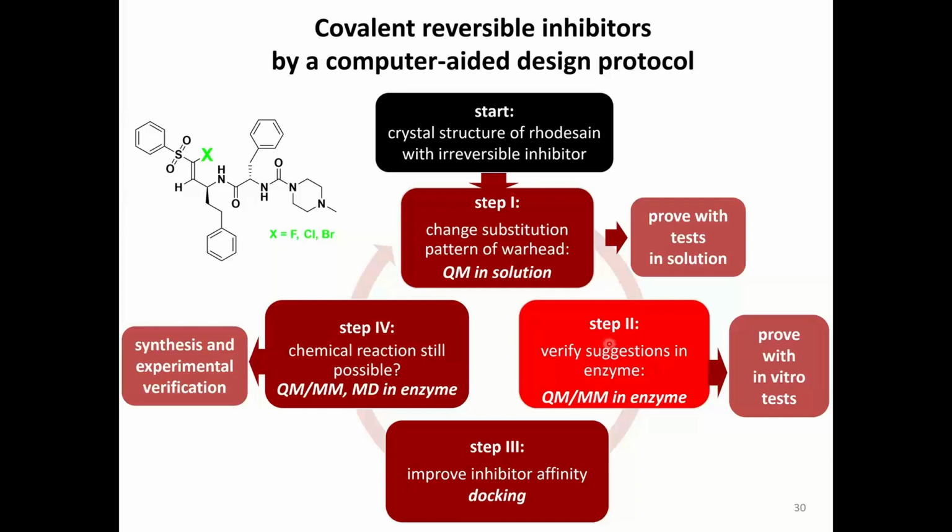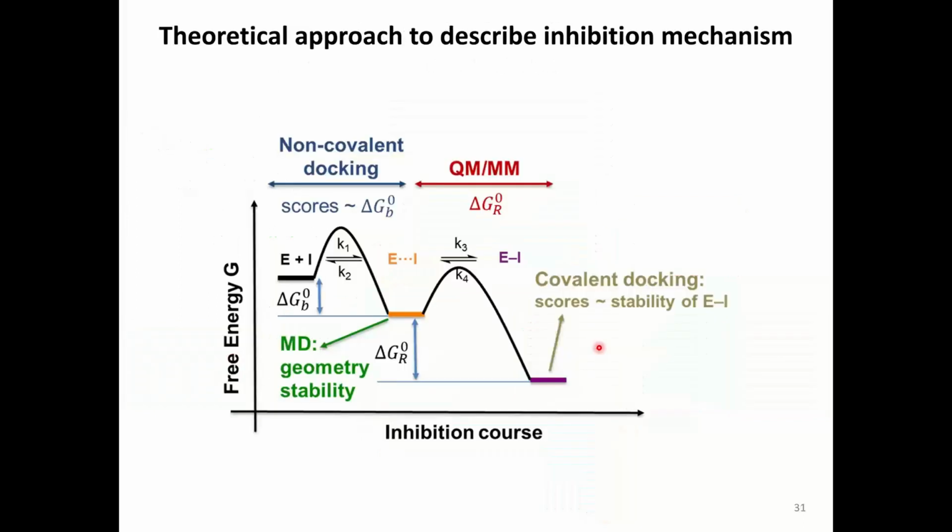Tanja already mentioned that we had good agreement for chlorine and bromine, and we also suggested that this is a reversible inhibitor. But the bad thing was that for the best one, we were not in agreement with the experiment. So we thought perhaps we can learn something about what we can do. First, let me explain a little bit what the problems in the calculation are. You already saw this picture. You have this first step, which you describe by non-covalent.